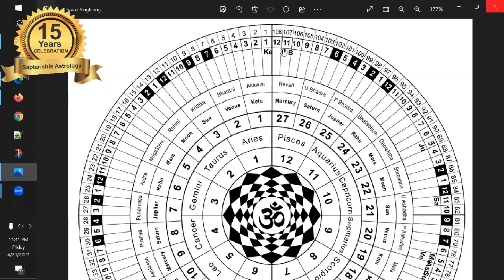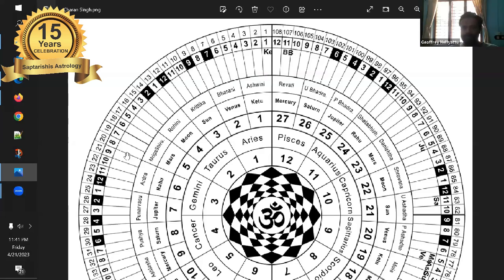So I will repeat. Circle number 7 has the Navamsha Rashi of each nakshatra pada. Ashwini nakshatra first pada will have Navamsha Rashi of Aries. Bharani nakshatra first pada has Navamsha Rashi of Leo, number 5. Bharani second pada is Virgo sign in Navamsha. Likewise, you can find the Navamsha signs of each nakshatra pada.